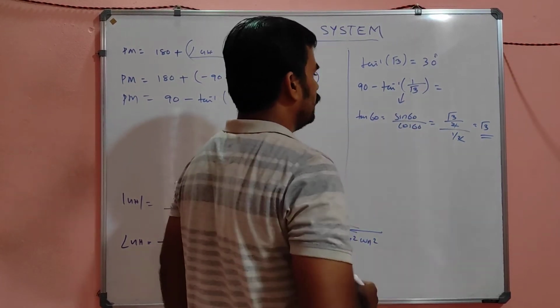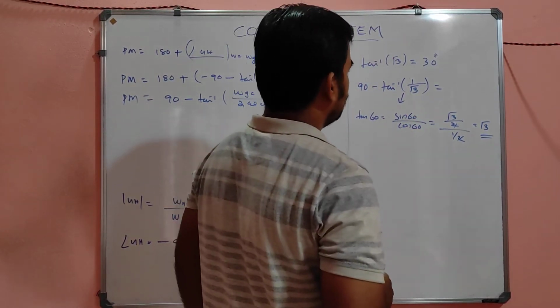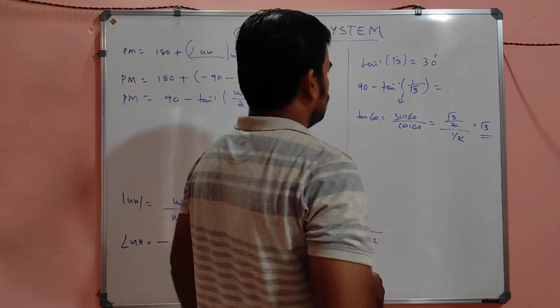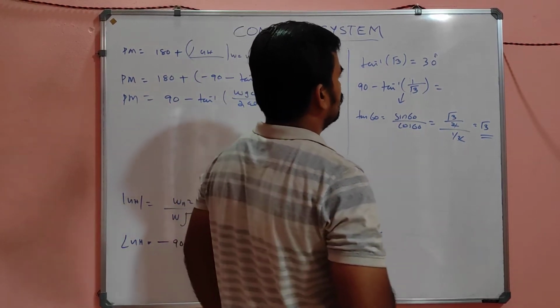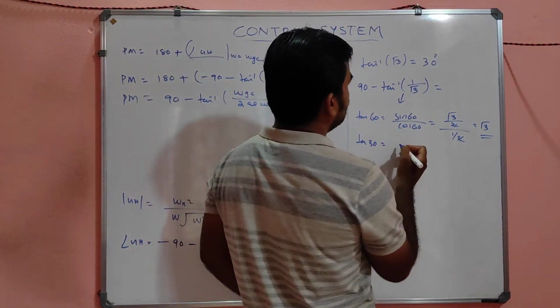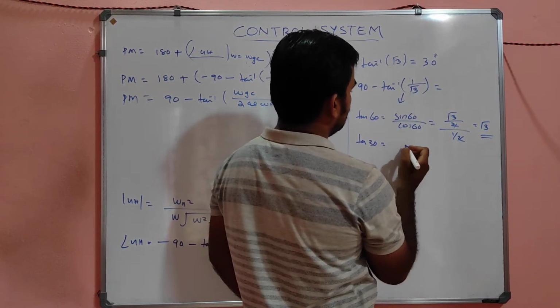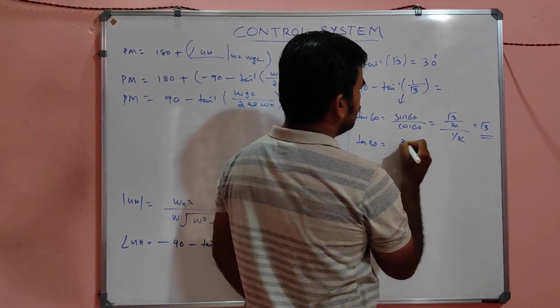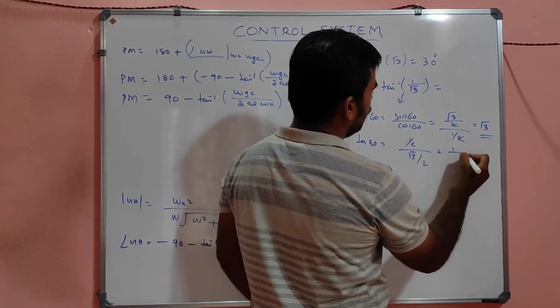Sin 60 is root 3 by 2, cos 60 is 1 by 2. So root 3 by 2 divided by 1 by 2 is simply root 3. Tan 60 is root 3. So what is tan 30? You already know. Tan 30 is sin 30, which is 1 by 2, divided by cos 30, which is root 3 by 2. So it is simply 1 by root 3.